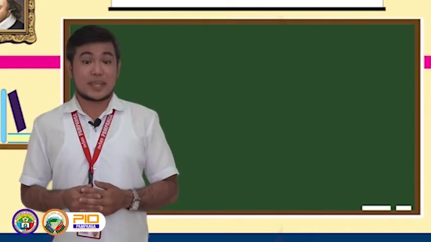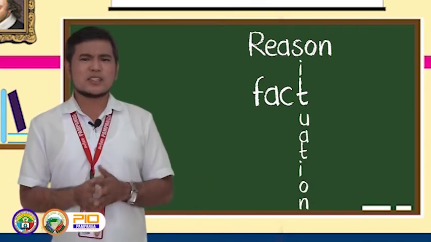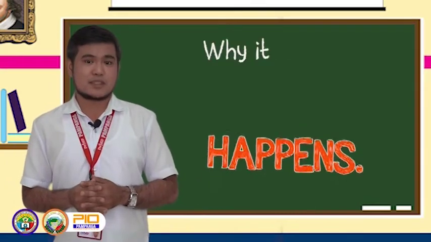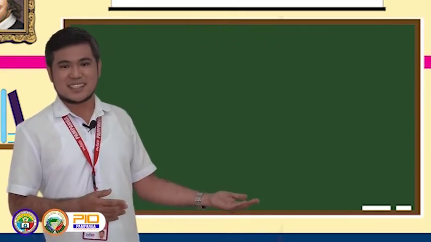Sequence connectors like in order to and so that are used to highlight the purpose of the action. We also use connectors to give a reason, fact, or situation which explains why it happens or what causes it to happen. Look at these given sentences.